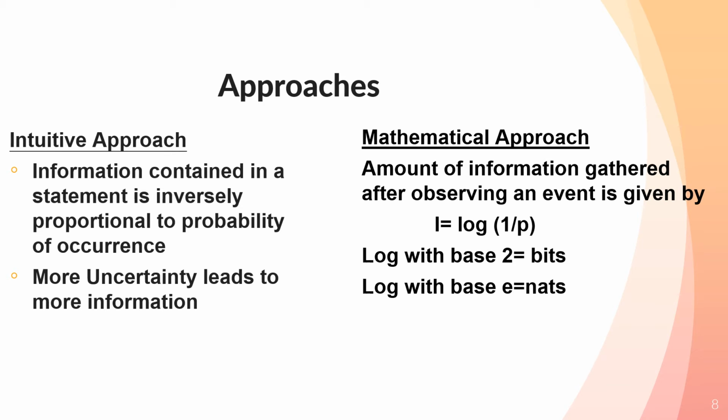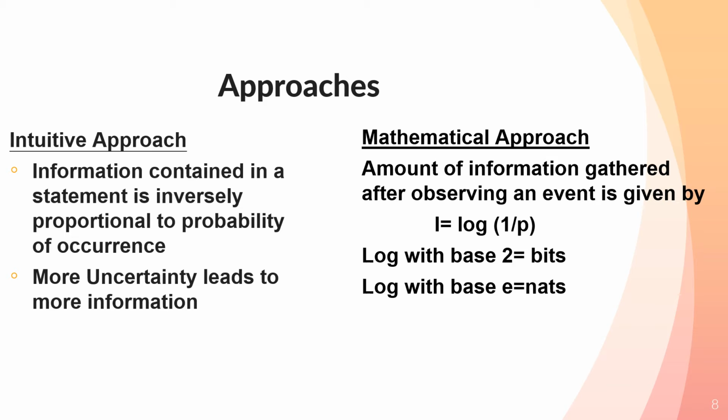Now, generally there are two approaches to define a particular event. One is the intuitive approach in probability. The information contained in a statement is inversely proportional to the probability of occurrence. We have seen the three cases here. More uncertainty leads to more information. So that is the intuitive approach from the above three examples.